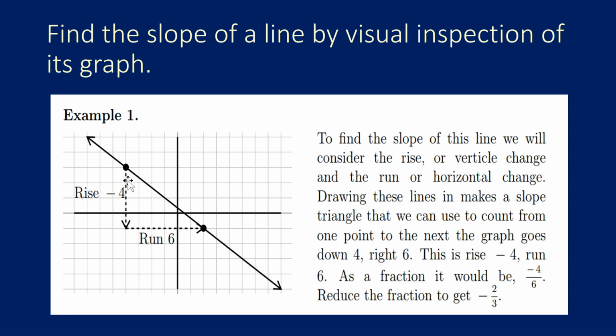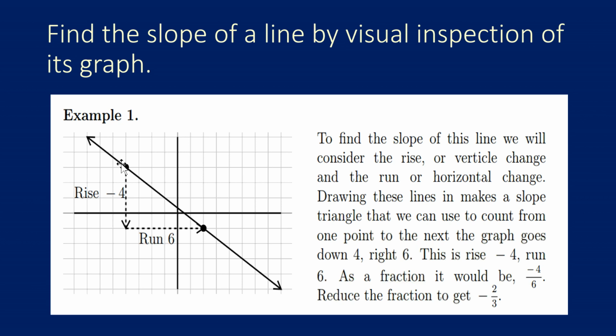As you can see, there's an example here with the solution shown. We started at one point and counted down 1, 2, 3, 4 until we were at the level of the second point. So that is a vertical change of -4. And from there, we move to the right 1, 2, 3, 4, 5, 6 units. So that is a horizontal change, also known as a run, of +6.